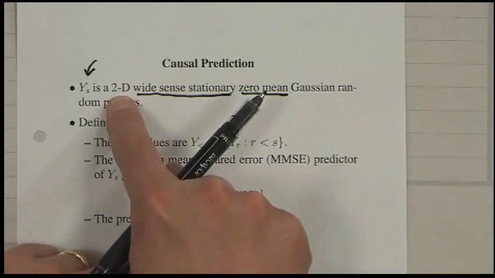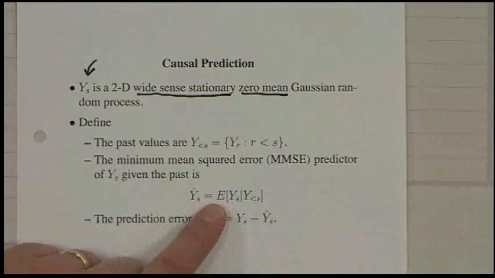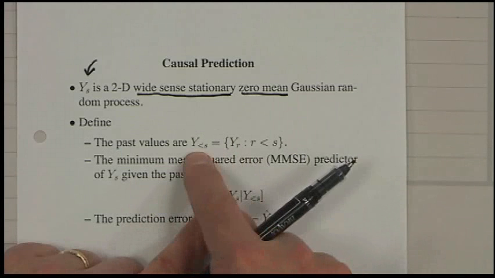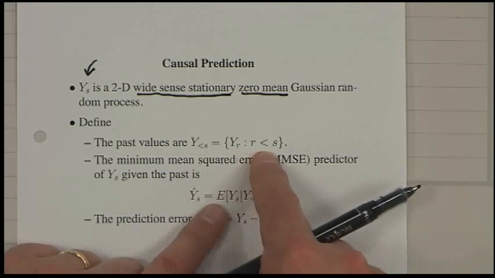I have 2D here, and all my notes are for 2D, and that's fine. But I'm going to give 1D examples, because it's easier to think about. It's all the same. And then you use the past samples. So y subscript less than s is the set of all samples before time s.